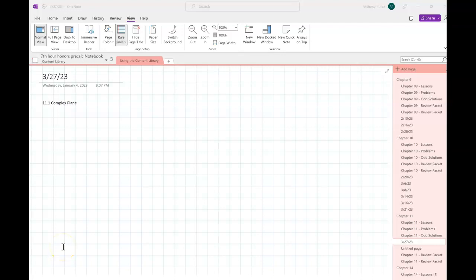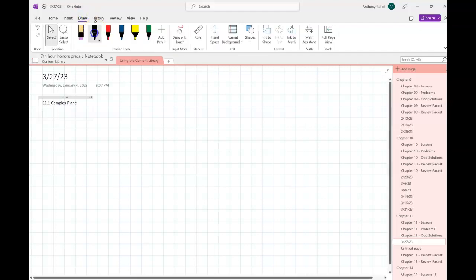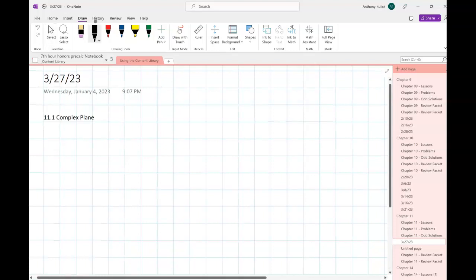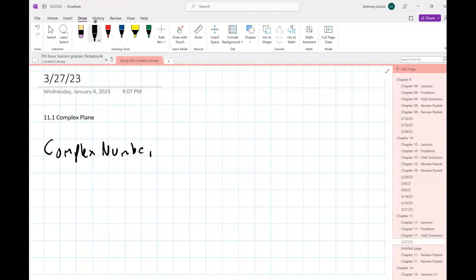So today we're going to be talking about Chapter 11. Chapter 11 is all about the complex numbers. Remember that the complex numbers are things of the form a plus bi, where a and b are real numbers, and i is the imaginary number that's equal to the square root of -1. Right? That should be a review from your Algebra 2 course.